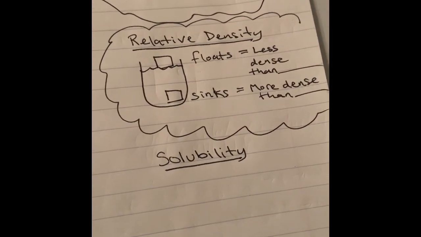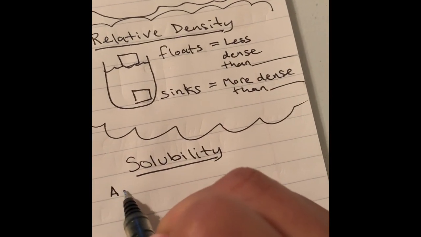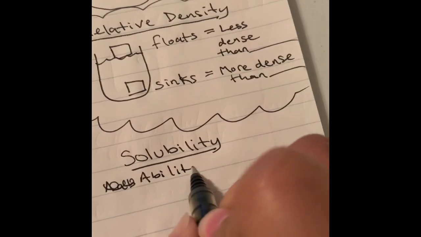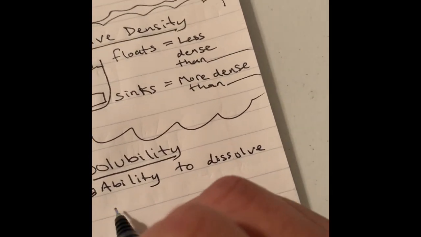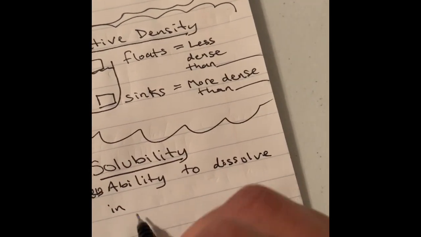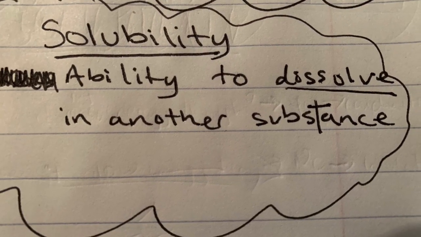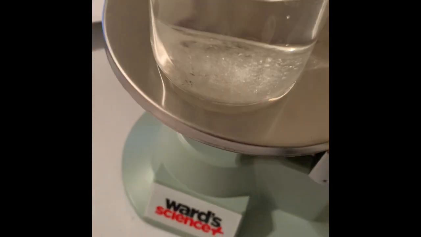The next physical property is solubility. Now, solubility is a substance's ability to dissolve in another substance, mostly a liquid. Now, the way that you test this, you take a substance, let's say for example salt, and you pour it into a liquid, and whether or not it dissolves depends on its solubility.